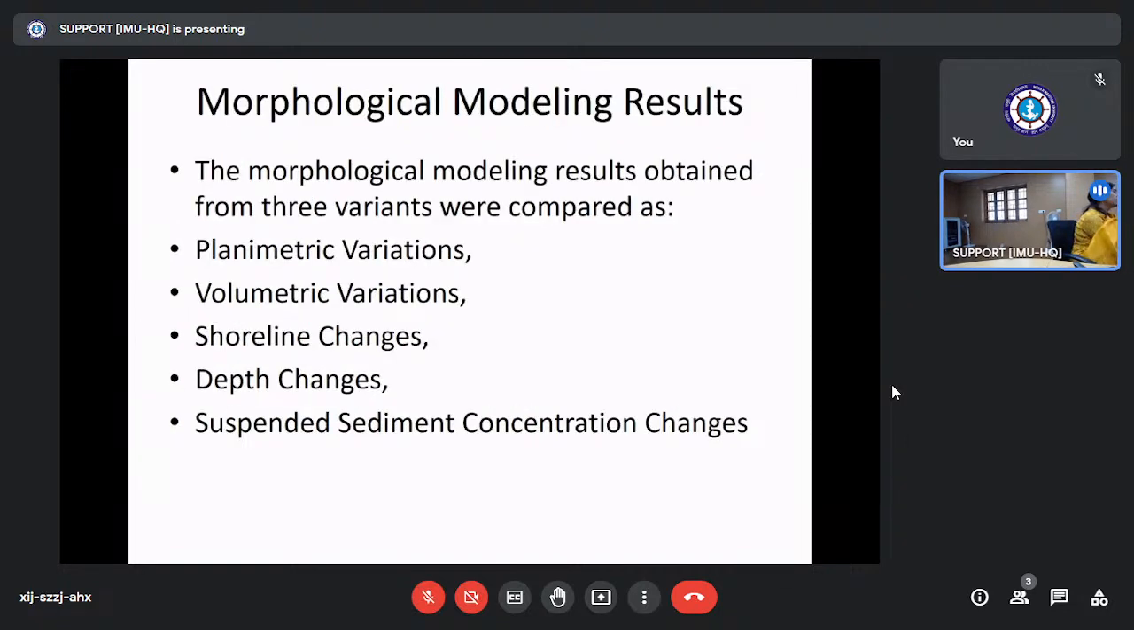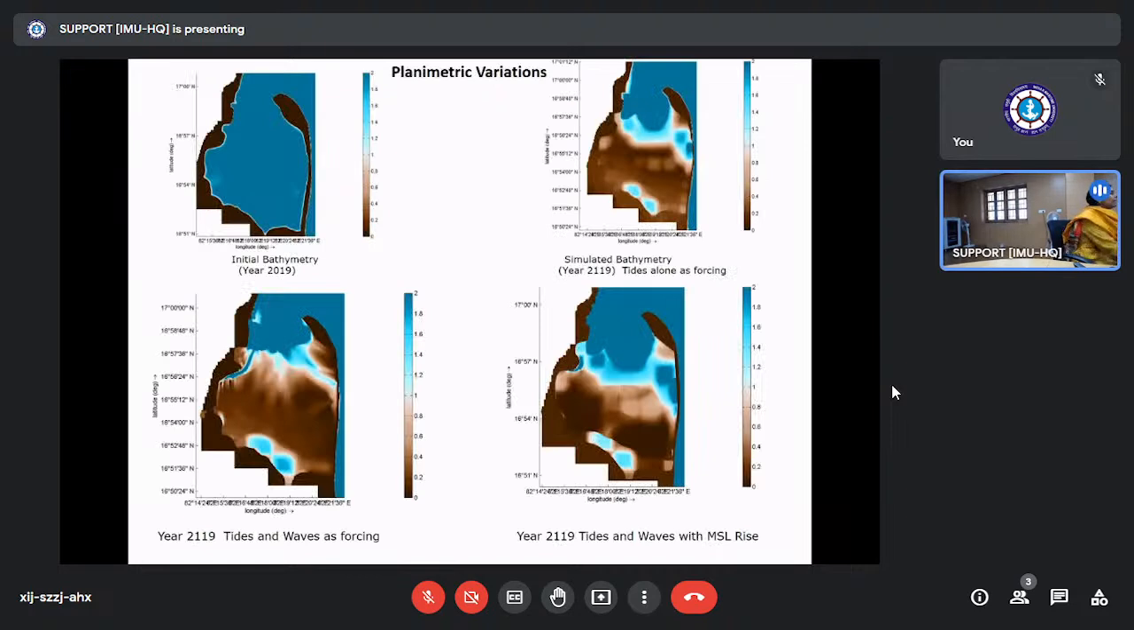After this, these simulations were run. Morphological modeling results were compared for all 3 variants, where planimetric variations, volumetric variations, shoreline changes, depth changes, and suspended sediment concentration changes were compared, which were obtained after 100 years of simulation for all 3 variants. So these are the planimetric variations obtained.